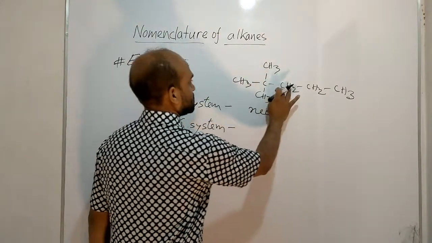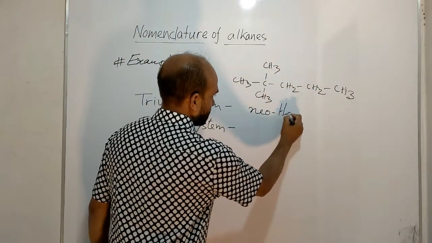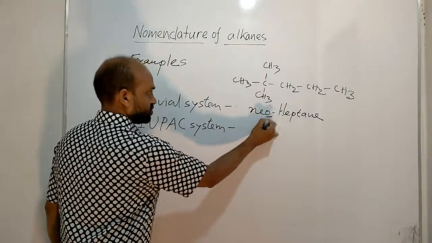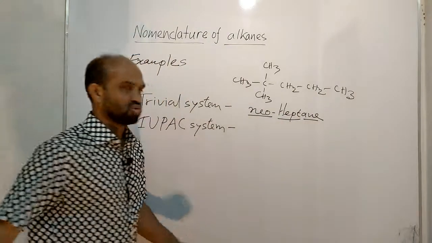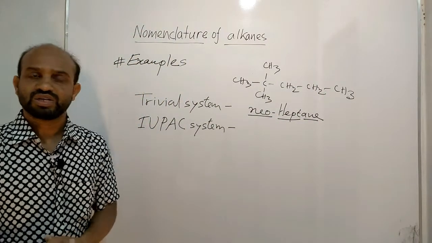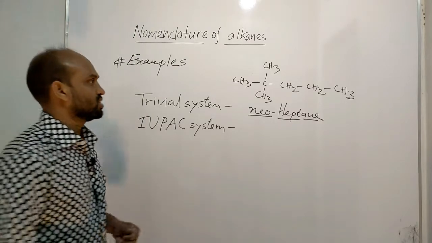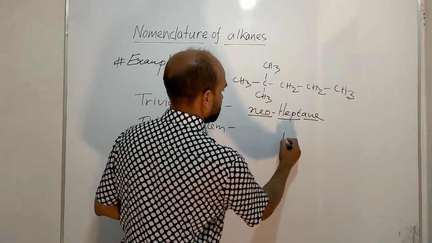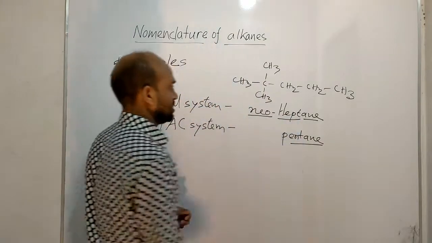1, 2, 3, 4, 5, 6, 7. So this is neoheptane. This is prefix, this is word root, and this is suffix. So neoheptane. And according to the IUPAC system, the longest chain is determined first and then carbon atoms are numbered. Longest chain 1, 2, 3, 4, 5. So it will be pent. Since it is an alkane, so pentane.